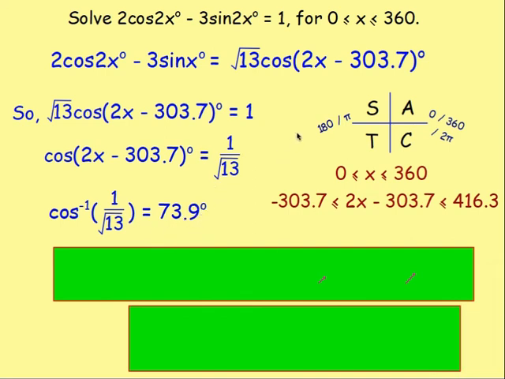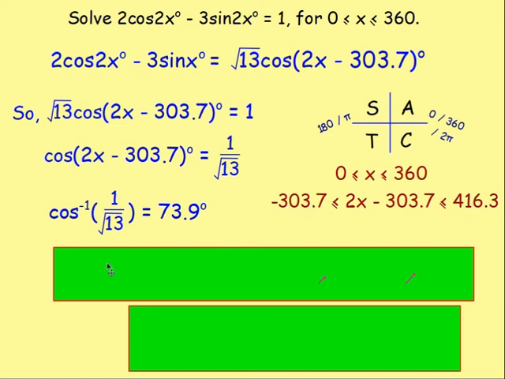After that though, think about the limits. You've got x, you're wanting it between 0 and 360 degrees, but we've got 2x minus 303.7, so you need to think about what you're wanting your answers to be between here. So 2x, you double that, you still have 0, take away 303.7, and we get negative 303.7. If you double the 360, and again take away 303.7, we get 416.3. So we're wanting all the values then for 2x minus 303.7 between these two numbers.